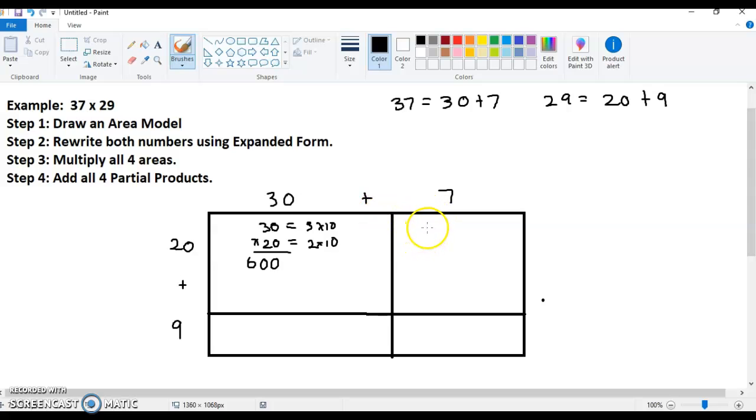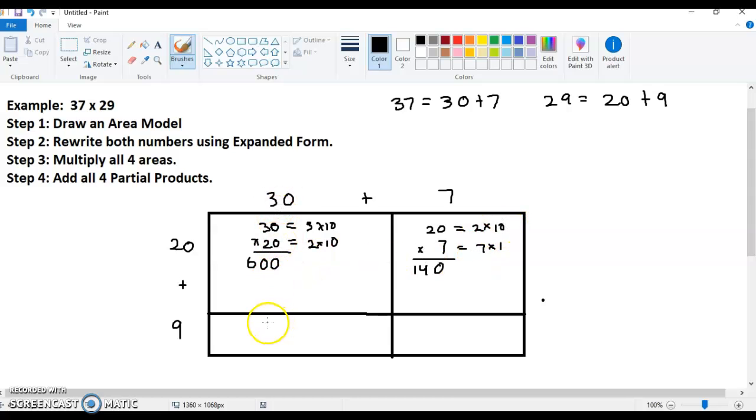The next one over here, we have the number 20 times 7. And again, 20 is the same thing as 2 times 10, and 7 is 7 times 1. And we know that 7 times 2, or 2 times 7, is 14, and 10 times 1 is 10. So we have 14 times 10, or you just add the 0. It's 140.